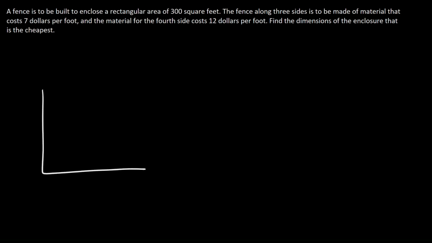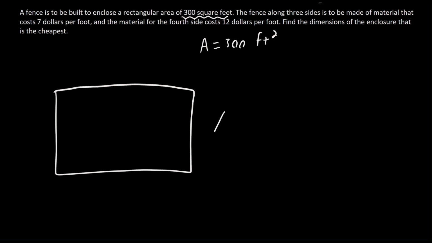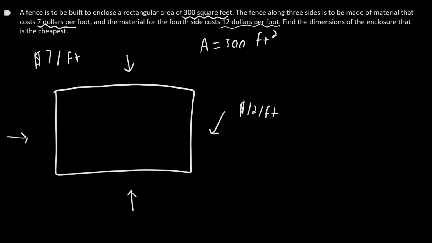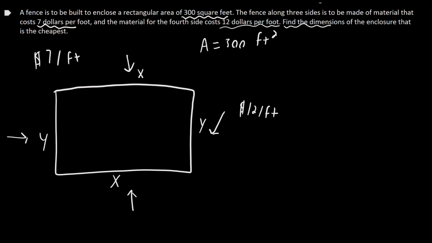So let's just draw our rectangle, and it says that the total area is 300 square feet. So let's just say that this side is the one that costs $12 per foot, and these other three sides cost $7 per foot from here. So again, we'll just label the rectangle as X and Y. So the question's asking for the dimensions that would make this enclosure the cheapest.